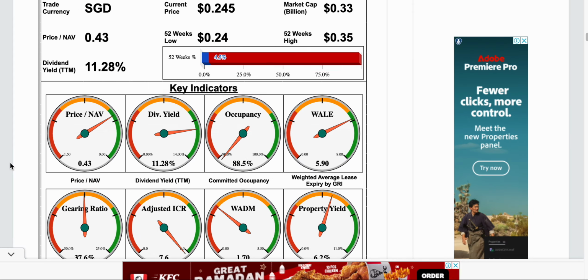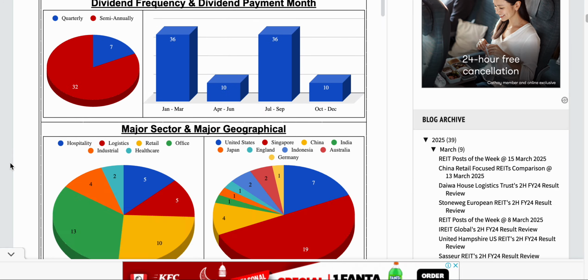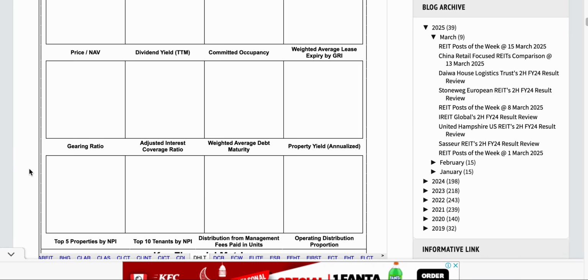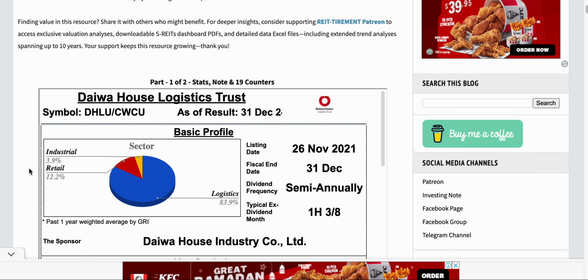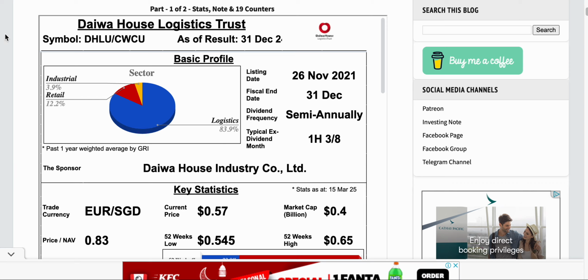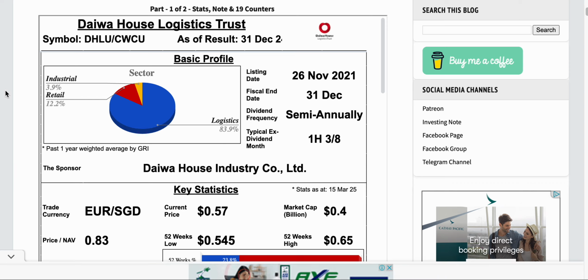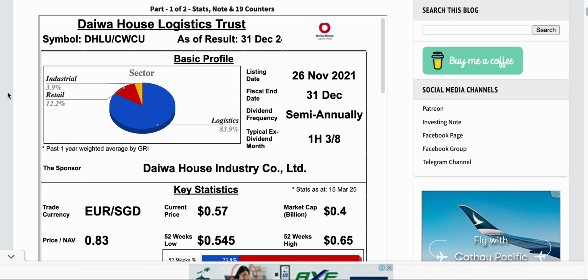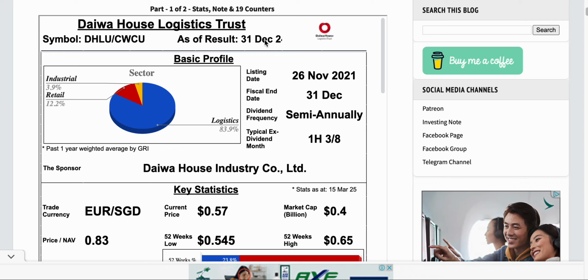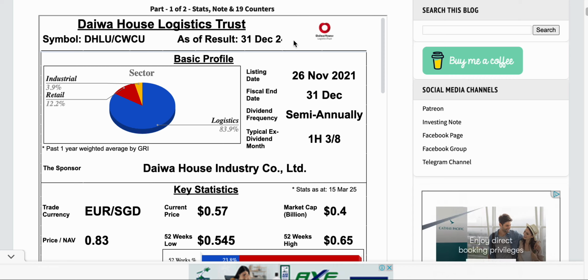So I'm going to try to cover what one of my readers or listeners actually asked for. He asked me to look at Daiwa Logistics House, and unfortunately I wasn't able to do so due to time constraints, due to work and so on. So I'm just going to do a quick run through here to see if we can help understand Daiwa Logistics House a bit better. This is by no means a comprehensive look at the REIT, but I think it's a very good first picture overview.